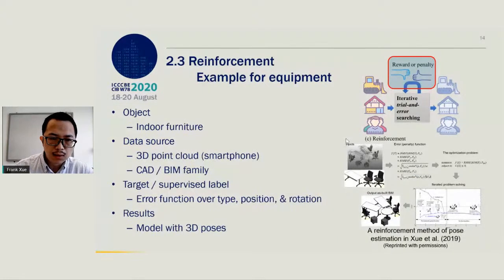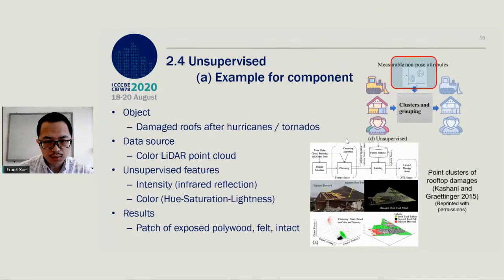For reinforcement learning, this example provides a penalty function. That means if you arbitrarily put a 3D pose there, an error function tells you the distance between the furniture and the measured point cloud. And for unsupervised learning, studies use other features rather than the target label features.